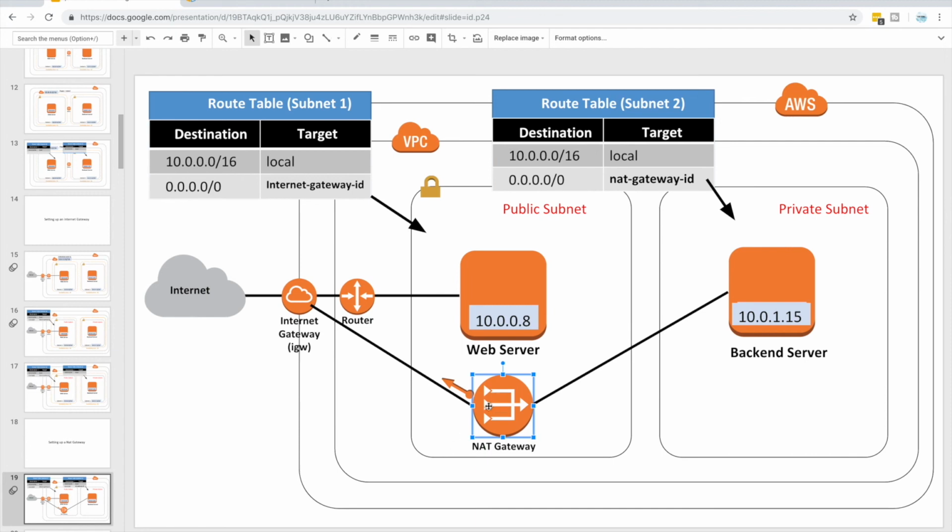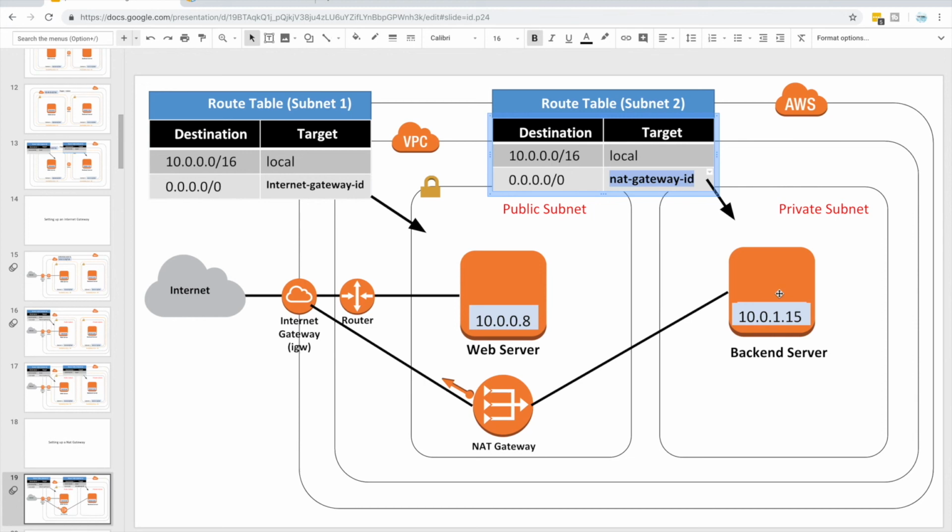The NAT gateway is always placed in a public subnet, and we create a route to the NAT gateway in the private subnet. For example, earlier it had only this route, and we are assigning another route which says any other IP addresses outside this VPC CIDR point to the NAT gateway.